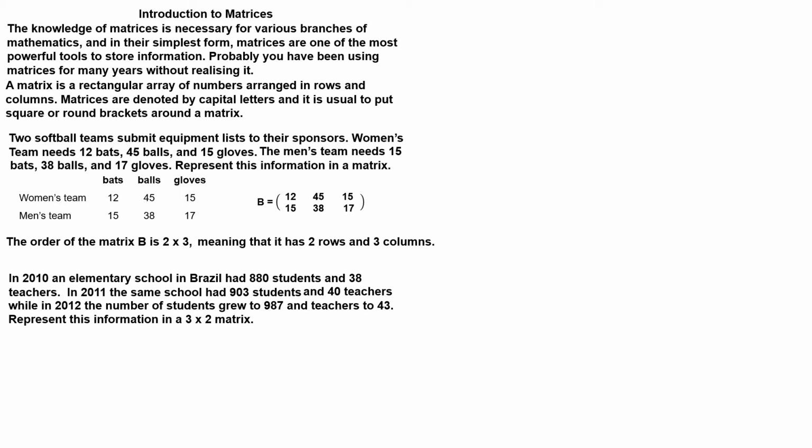The matrix must have 3 rows and 2 columns. And when we look at the data, we have 3 years and 2 types of numbers, students and teachers. It seems an obvious choice that the rows represent the years and the columns represent the number of teachers and the number of students. We can arrange these data as follows. This table has 3 rows representing 3 years and 2 columns representing the number of teachers and the number of students.